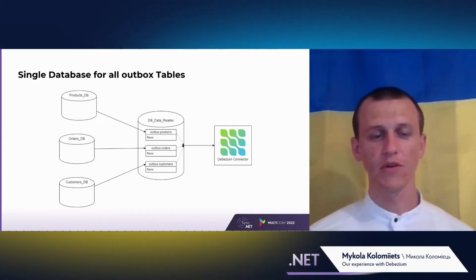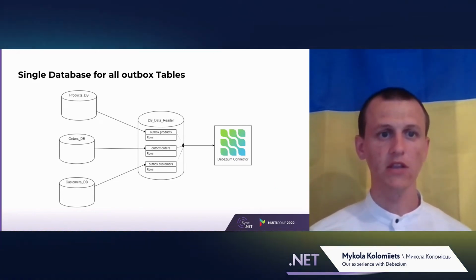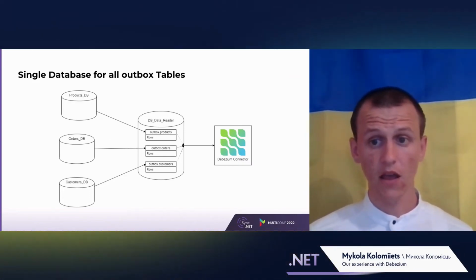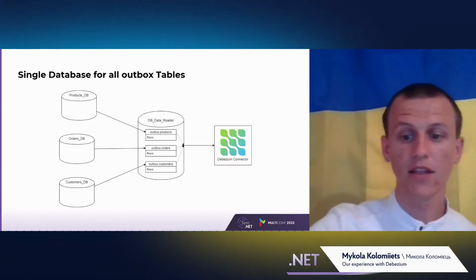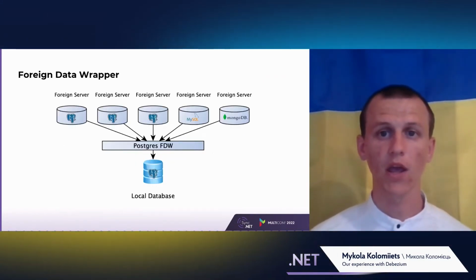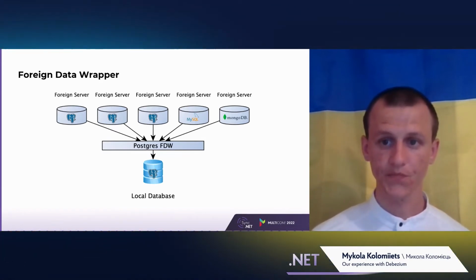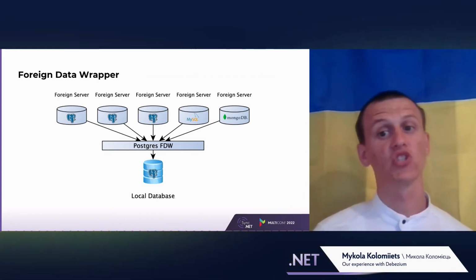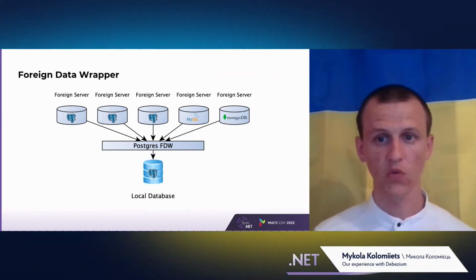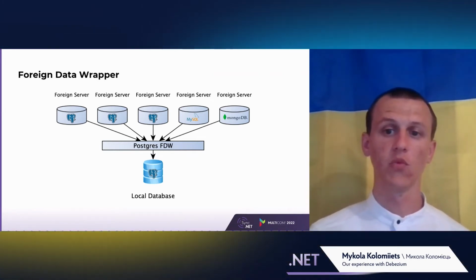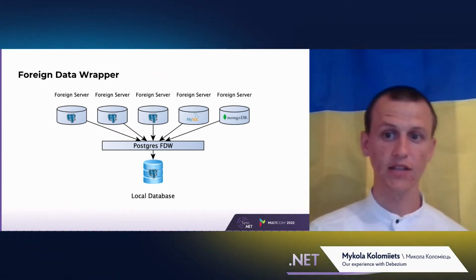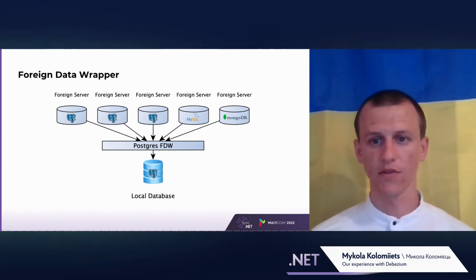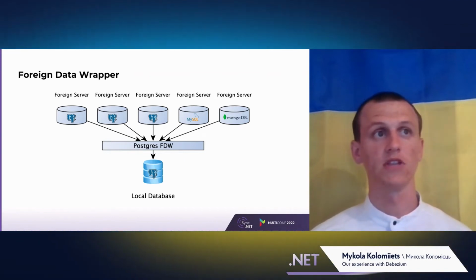But how to maintain it, how to do it? I mean, how to store these messages in one database. And the answer to this is foreign data wrapper. PostgreSQL provides a feature to connect to or access data stored in an external PostgreSQL server. So we can insert data into our Outbox table from our database and don't need to update and maintain the application itself and worry about that on all levels.